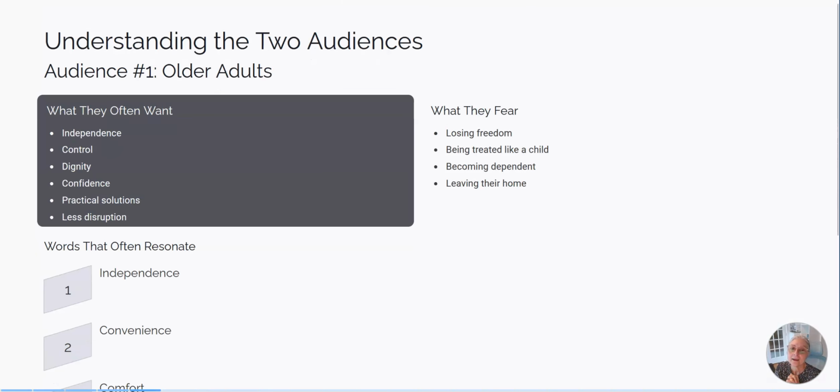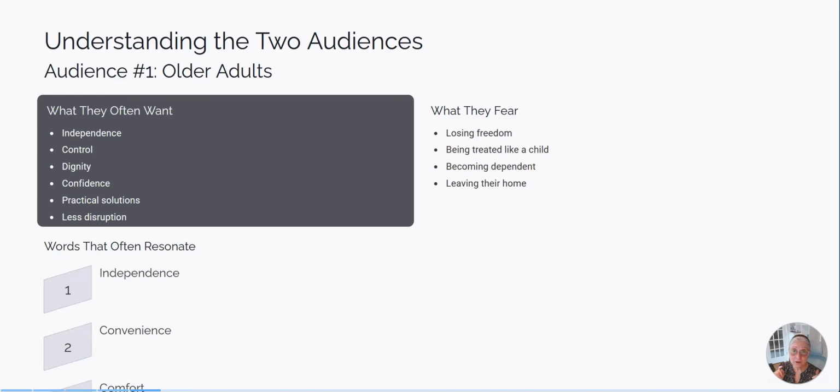Yeah. Okay. So older adults. Basically, what older adults want, generally speaking, of course, everyone is different. So these are just generalizations. So independence, control, dignity, confidence, practical solutions, and less disruption to their lives. What they fear is losing freedom, being treated like a child, becoming dependent on others, and leaving their home.